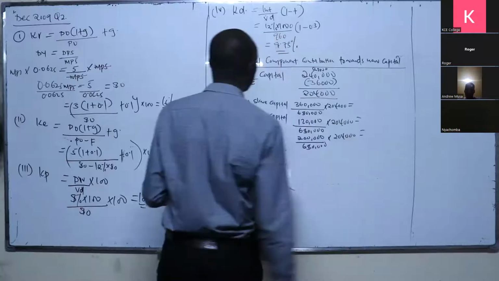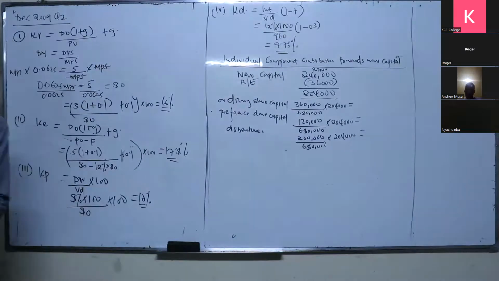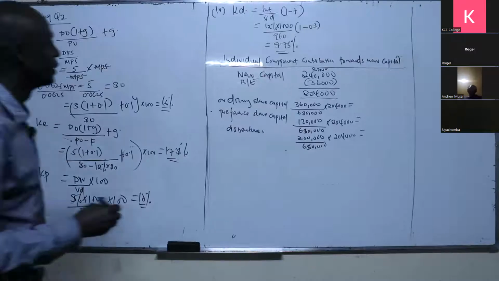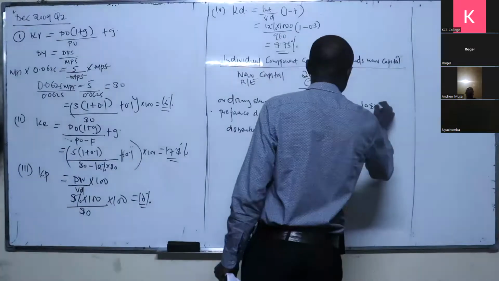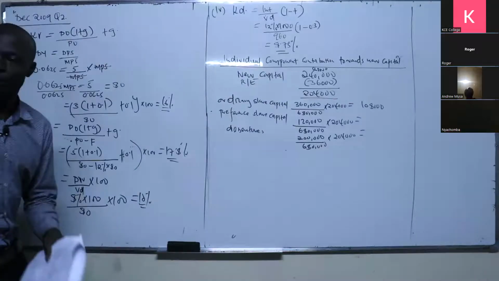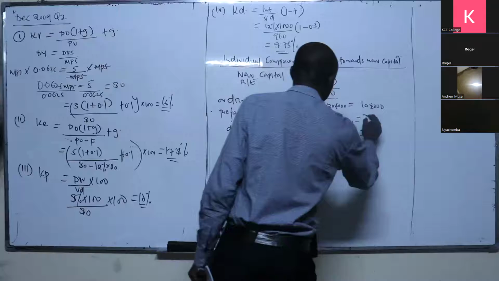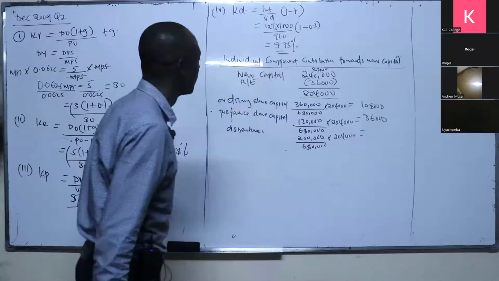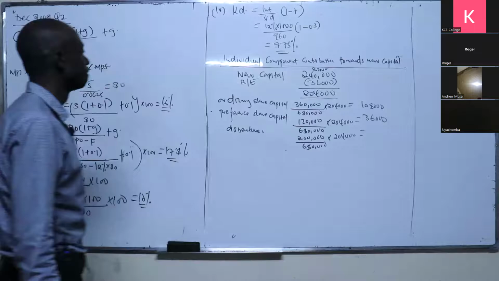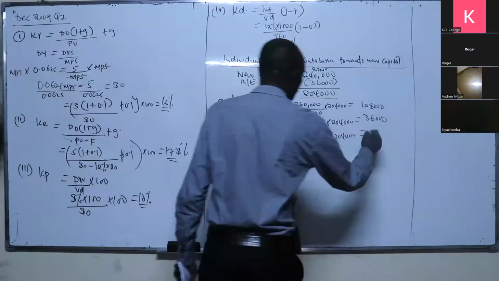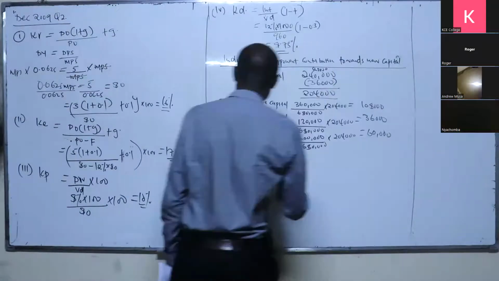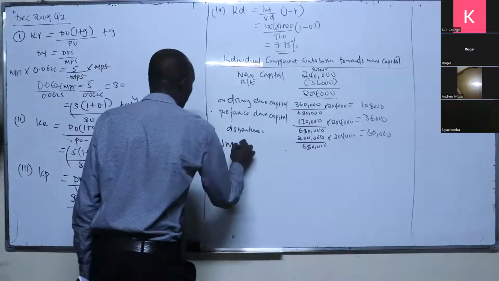So how much do you get for ordinary share capital? 108. So this one is going to be 108,000. The other one? 36,000. And then the next one? 60,000. So now we are going to compute the weighted marginal cost of capital.